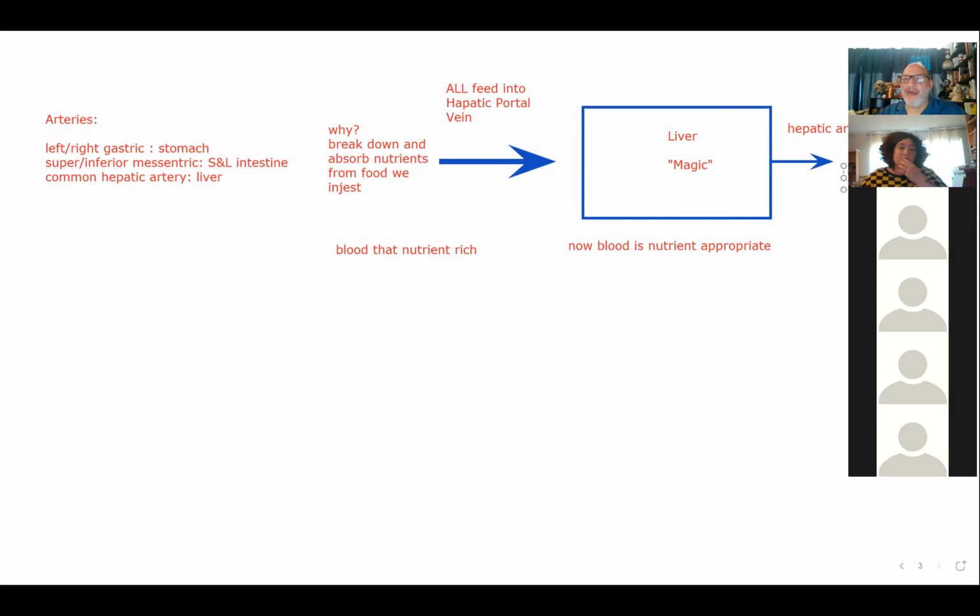Again, details matter in this class. That portal is a big difference. Oh, gosh. Hepatic vein.